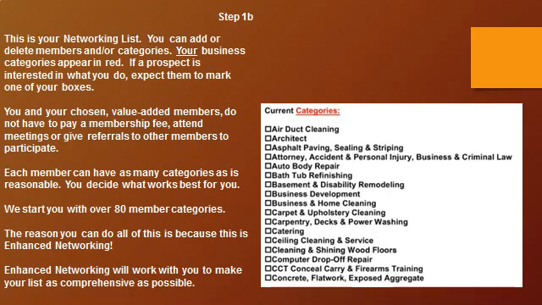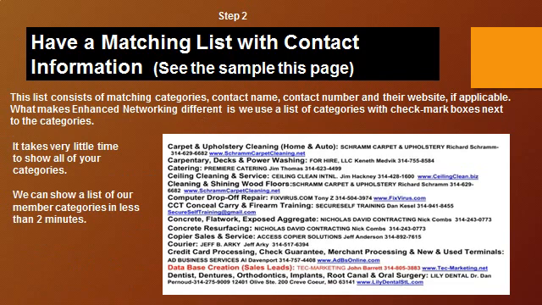You and your chosen value-added members do not have to pay a membership fee, attend meetings, or give referrals to other members to participate. Each member can have as many categories as is reasonable. You decide what works best for you. We start with over 80 member categories. The reason you can do all of this is because this is enhanced networking. Enhanced networking will work with you to make your list as comprehensive as possible.